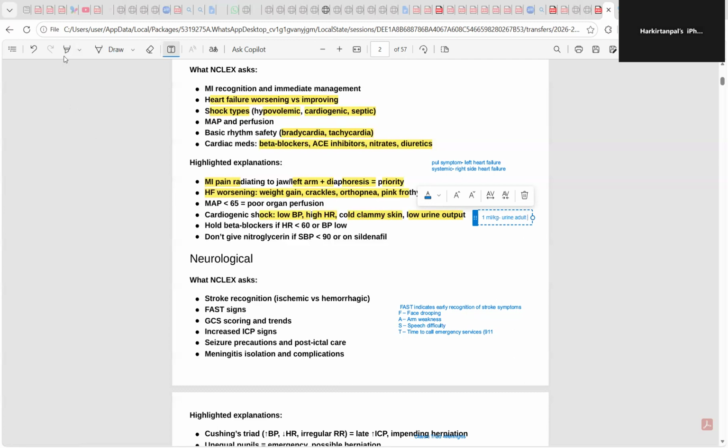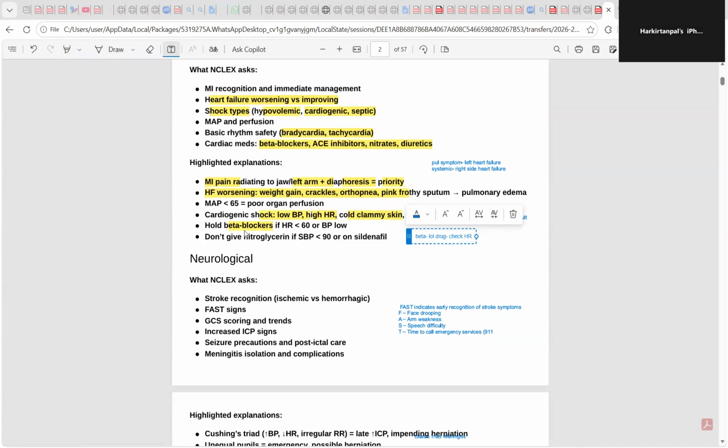And another important point, those who are getting beta blockers. Beta blocker examples, do you know? The drugs ending in -lol, that means propranolol, atenolol, like that. So before giving a beta blocker, always check the heart rate. If the heart rate is less than 60, we should not administer the beta blocker.